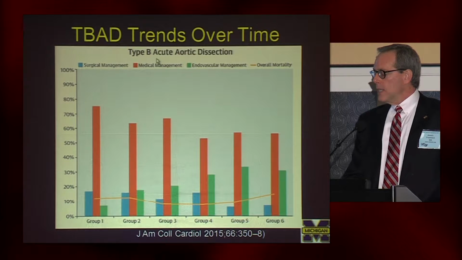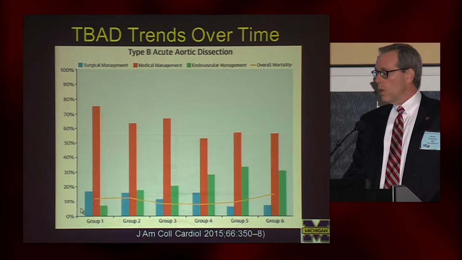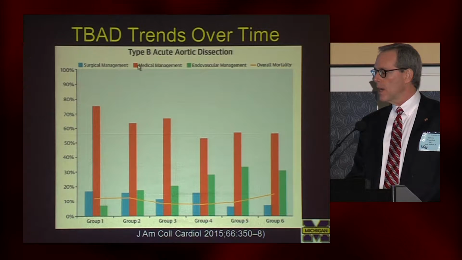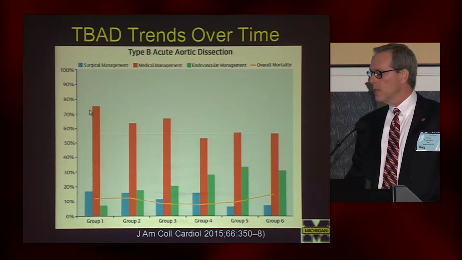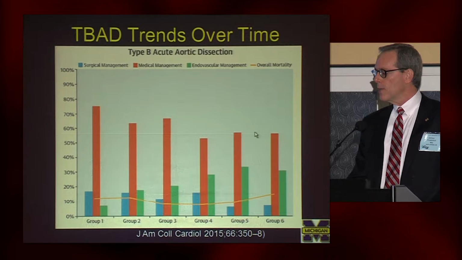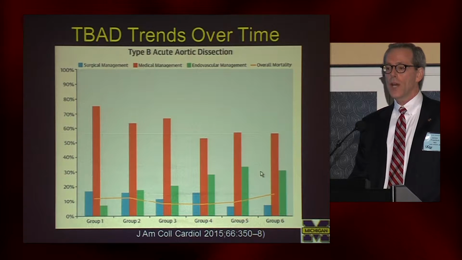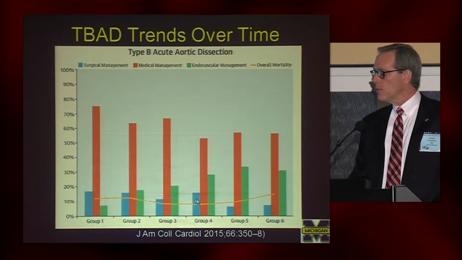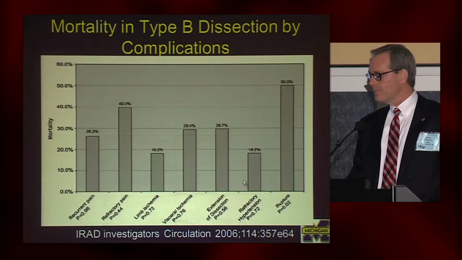Drilling down on the type B data, these show what you and I all know has been happening in terms of the treatment of type B dissections. Fewer and fewer are getting medical management only. The green bar shows a significant increase in those who are getting endovascular treatment, and the blue bar is a significant decrease in those who are undergoing open surgery. There is no associated change in mortality at this point. Obviously, these are observational data.